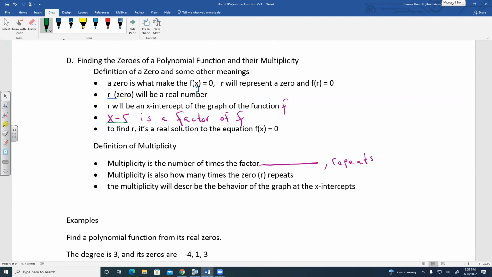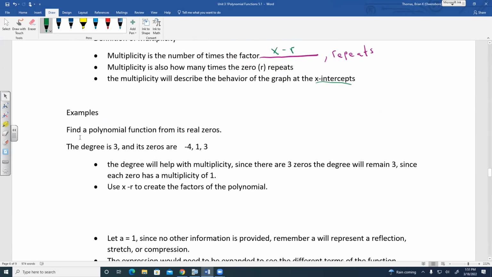Another thing we're talking about is the definition of multiplicity. Multiplicity is the number of times the factor x minus r repeats. So it also is how many times the zero repeats, in other words, how many times r repeats. What's going to be cool is the multiplicity will describe the behavior of the graph at the x-intercepts, in other words, at these zeros. When we talk about graphing, those zeros, we use the word x-intercepts.